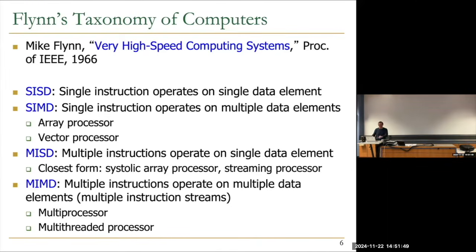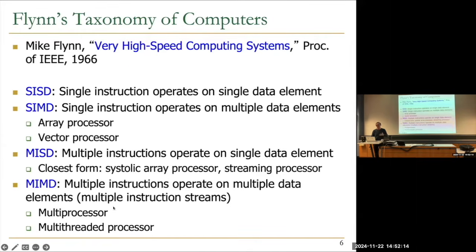So basically, a single data element is input once to multiple instruction streams, if you think about it, multiple instructions in a systolic fashion. But it gets transformed in every operation. Right? I think this is the closest form that I could think of to MISD processors.